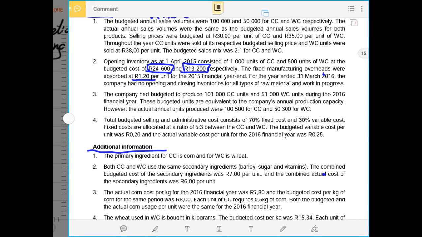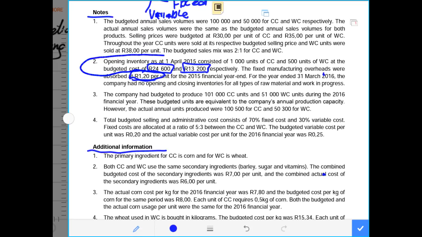So now, meaning we have to remove our fixed cost out of that opening inventory. And how are we going to do that? We have to say R1.20 per unit, and say how many units are in the opening inventory. We have 1,000 units. Then we say R1.20 times 500 units of the opening inventory for product WC, so that we can know how much is included in that opening inventory in terms of fixed cost.